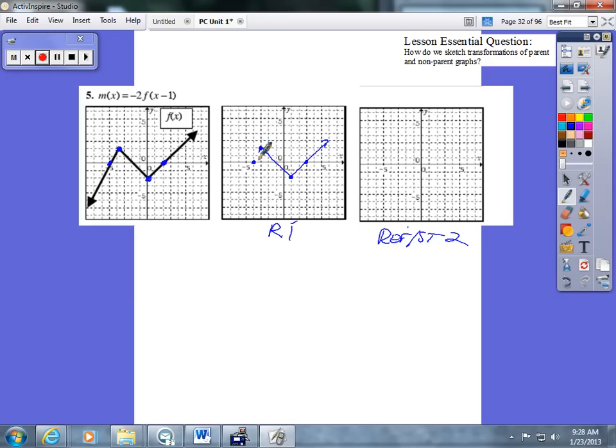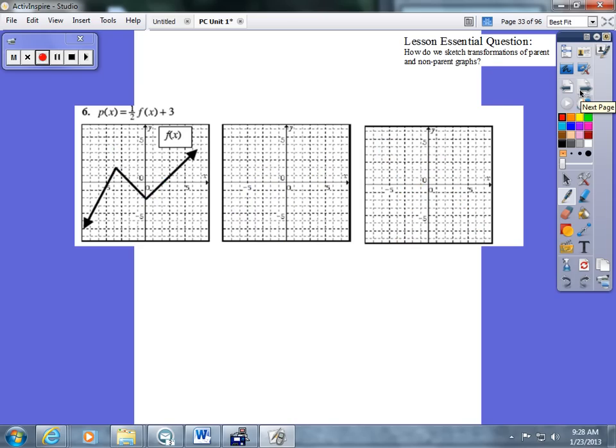So I took care of the horizontal shift. Now I'm going to take each of those points and I'm going to times them by -2. So 0 times -2 is 0. 2 times -2 is -4. Okay, we have -2 times -2 is +4. And last we have 0 times -2 is 0. So you see that that flips my graph and stretched it by 2. So it's been stretched and flipped.